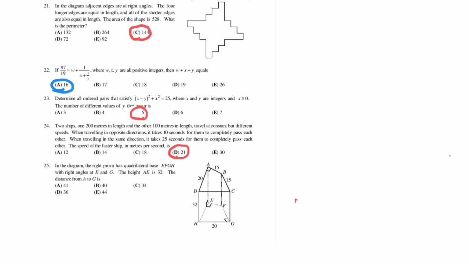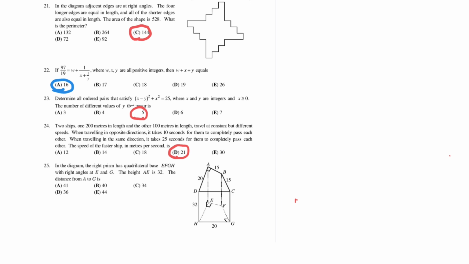Number 25. In the diagram, the right prism has quadrilateral base EFGH with right angles at E and G. The height AE is 32. The distance from A to G is?